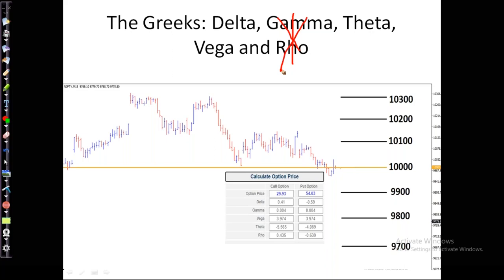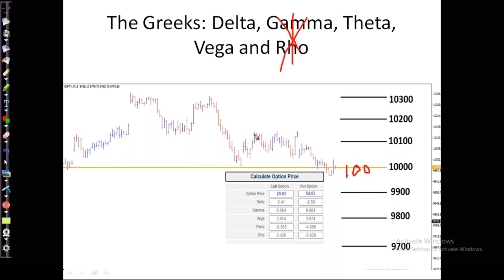What is the meaning of delta? Okay. Now delta is indicating the change of premium. Does that make sense? Let me give an example. Right now, current price is running 10,000, and let's say premium is running 100. Option premium.